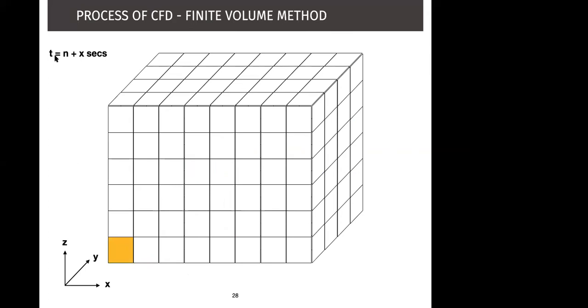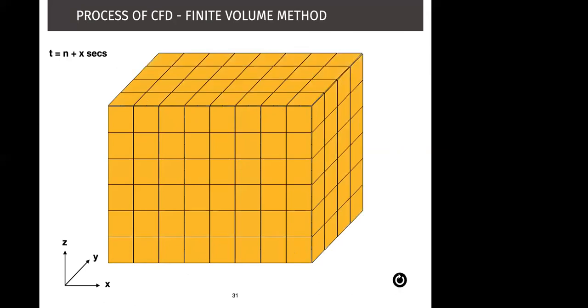So for instance, for time equals n plus x seconds, we would calculate all the values for this cell. And for the same time, we would calculate all the same values for the fluid moving ahead in these cells, until all the values for each and every cell are calculated for that time period. Now, once it is done, say for t equals 0.05 seconds, it would then go on to the next time step, which is t equals 0.05 plus 0.05 seconds, which is t equals 0.1 seconds.